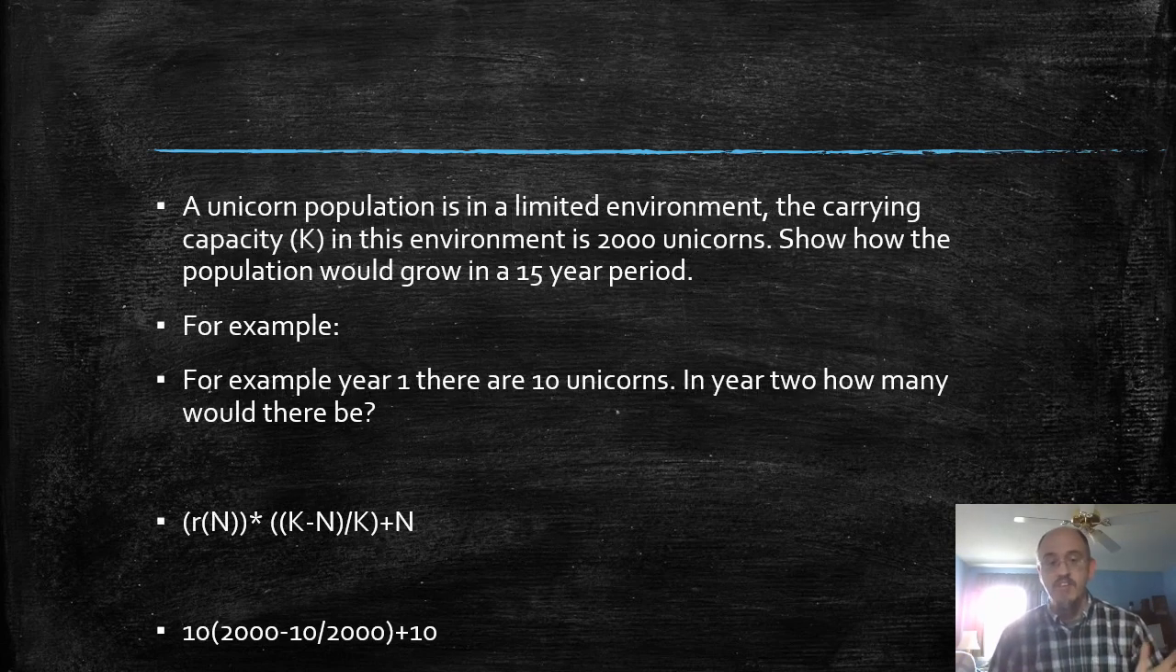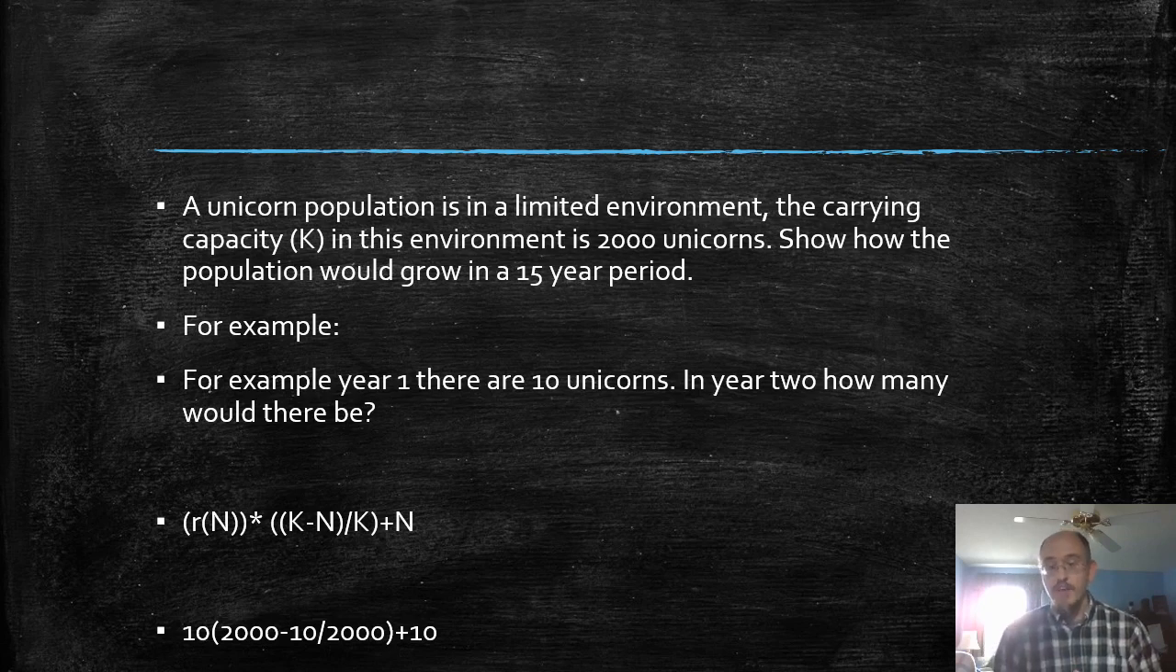Okay, so here's an example. A unicorn population is in a limited environment, meaning food or space or whatever is limited. The carrying capacity for the environment is 2,000 unicorns. Show how the population would grow in a 15-year period. This looks a lot like the example I used in the last lecture. So this is something I want you to try to do yourself. Okay, so for example, in year 1, there are 10 unicorns. And we're going to say that R is 1 again. So the amount of increase per unicorn is 1 unicorn. So R, the symbol in the equation, is 1. And K is 2,000.